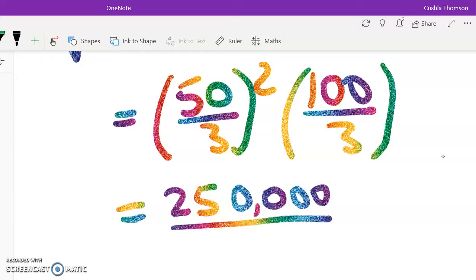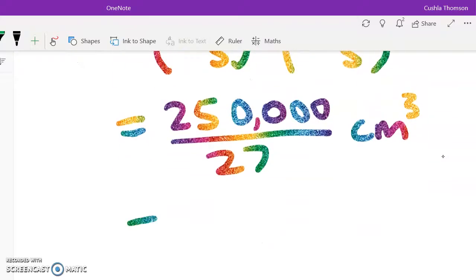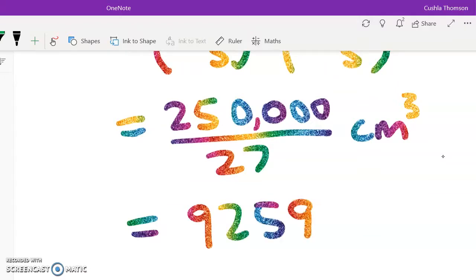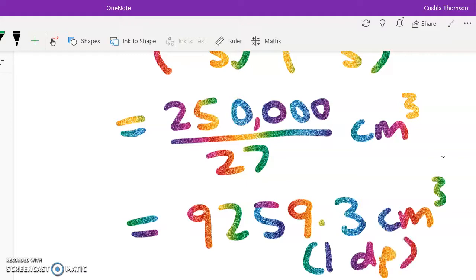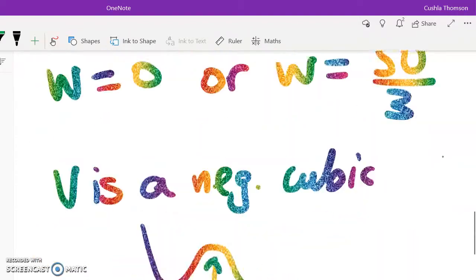which looks very silly, or more real-lifely, new word, we get 9,259.3 centimetres cubed, and that's just rounding to 1 dp, which seems like a sensible level to round to. It's one significant figure more than the dimensions that I've got. Okay, so I think that's actually a very easy excellence question.